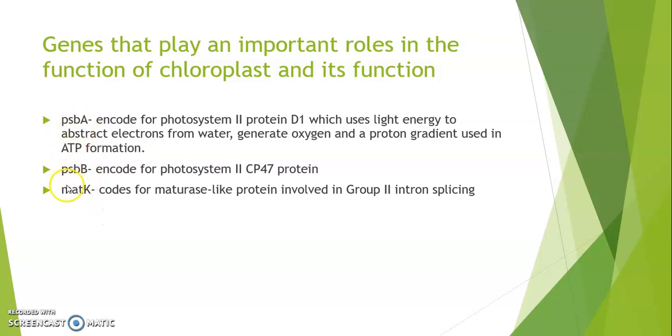And then the second gene is the PSBB. It is a gene that encodes for photosystem 2 CP47 protein in the chloroplast. And then the next gene is the MATK gene. It codes for maturase-like protein involved in group 2 intron splicing in chloroplast.